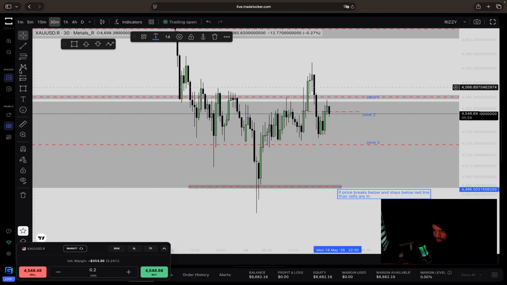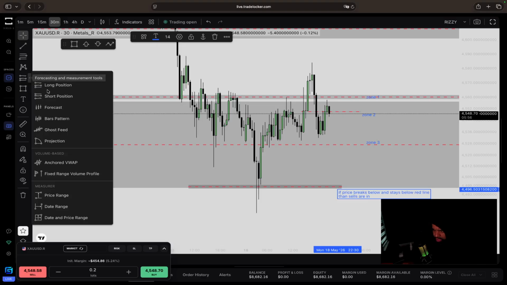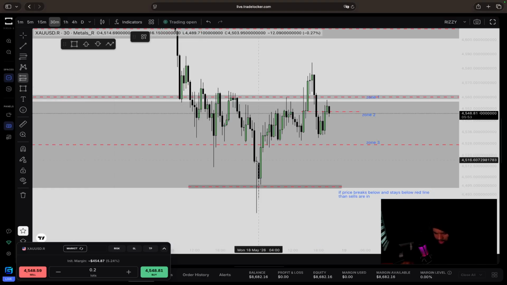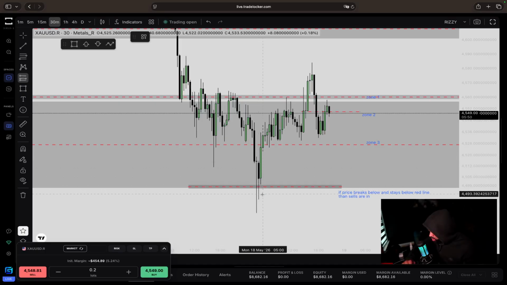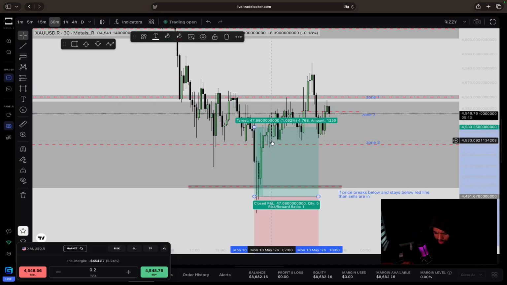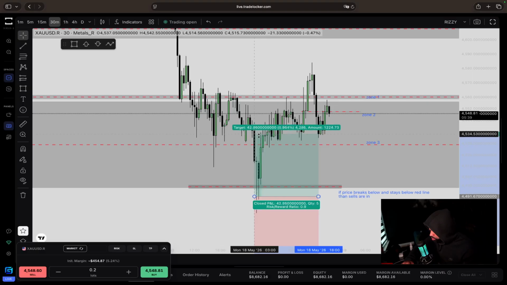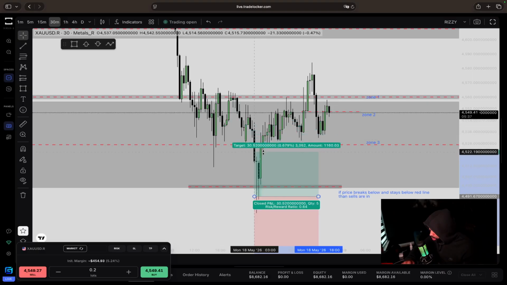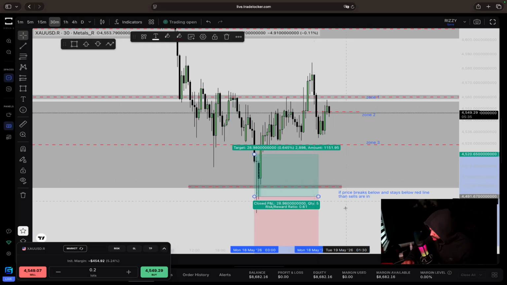But if you have any experience in the game, you would have caught this right here. And I ended up entering at 4491. Right here. 4491, all the way to 4520. So pretty early on the get out.